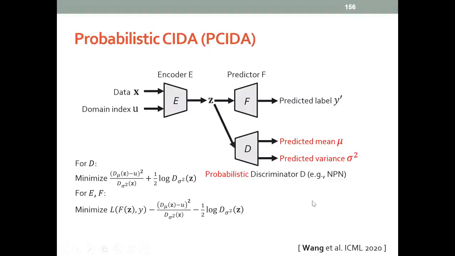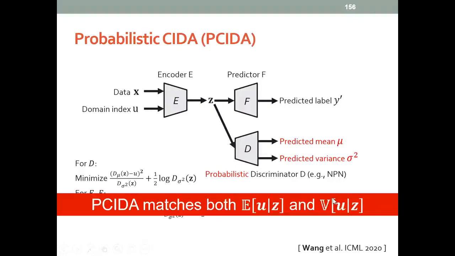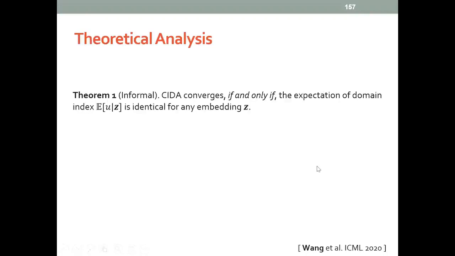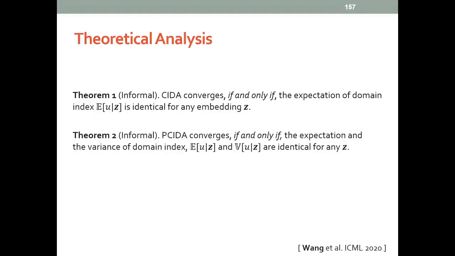And we need to modify the encoder and predictor as well, of course. And our theoretical analysis actually shows that this probabilistic version of CIDA, or p-CIDA, can actually guarantee to match both the expectation and variance of the domain index. In terms of theoretical analysis, we show that CIDA can be guaranteed to match the expectation of the domain index, and p-CIDA is guaranteed to match both the mean and variance of the domain index.